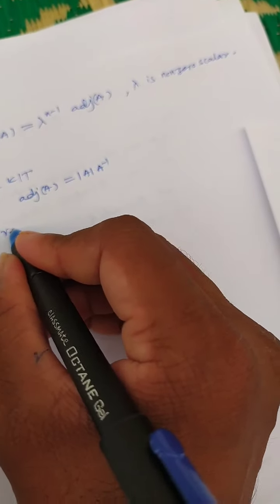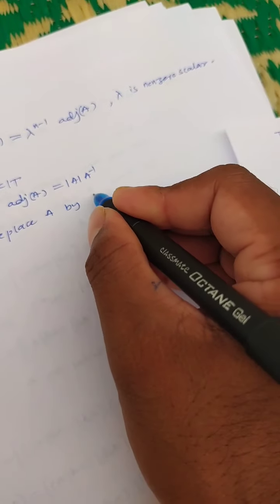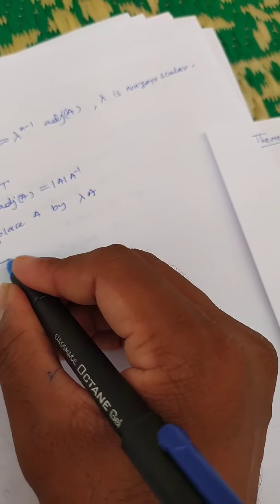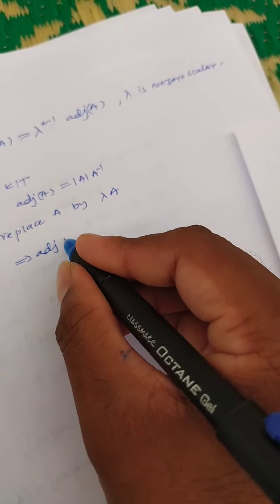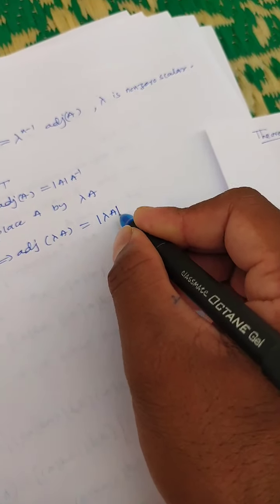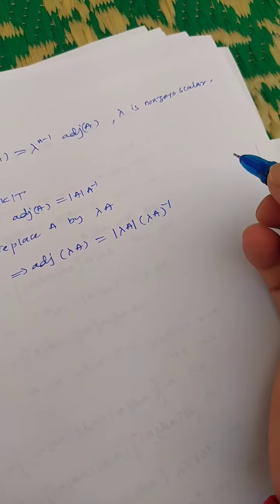Now replace A by lambda A. So you will get adjoint of lambda A is equal to det of lambda A into lambda A whole inverse.